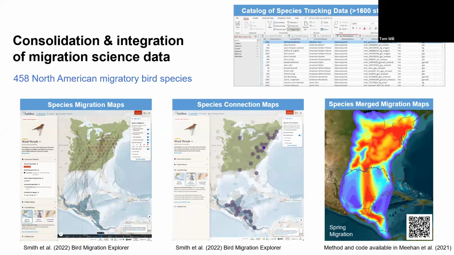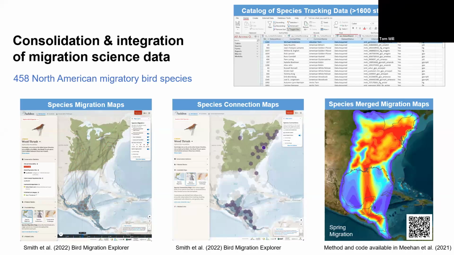And about a quarter of those existing, or to our knowledge, existing data sets, researchers have contributed. And I know some people in here have contributed tracking data, so let me say thank you personally for contributing those.